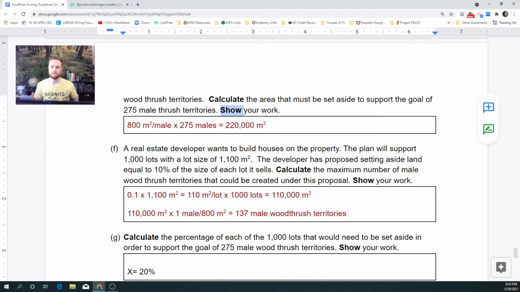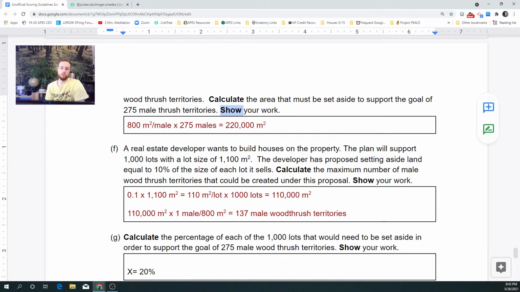Let's focus here. The real estate developer wants to build houses on the property. The plan will support 1,000 lots with a lot size of 1,100 meters squared. The developer has proposed setting aside land equal to 10% of the size of each lot it sells. Calculate the maximum number of male wood thrush territories that can be created. So here's what we have to do. We have to multiply 0.1 times 1,100 meters squared. That's 10% of the lot size.